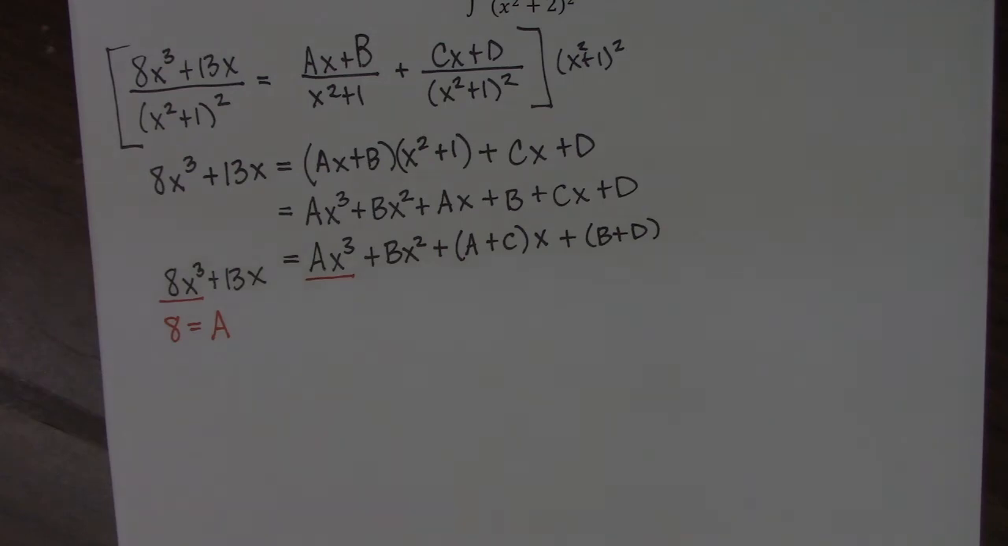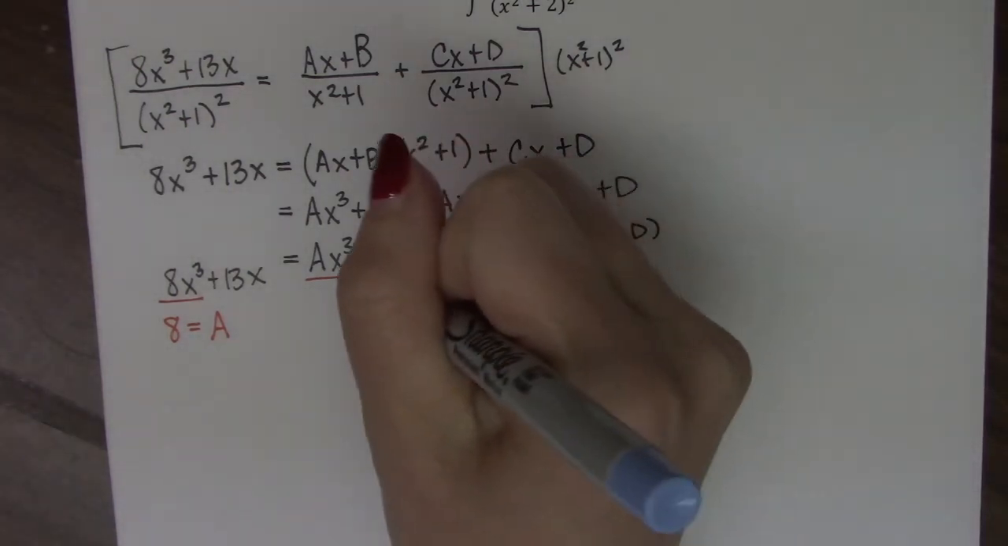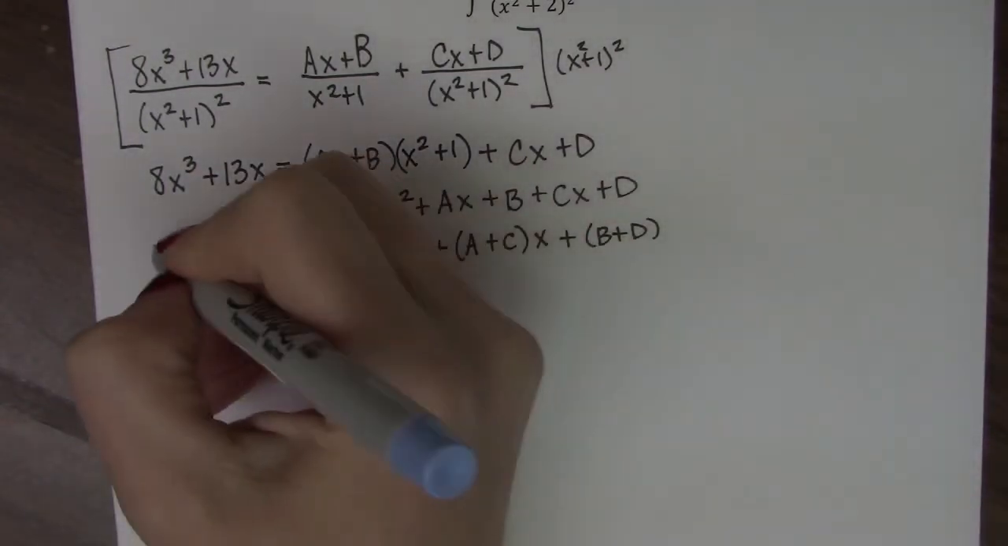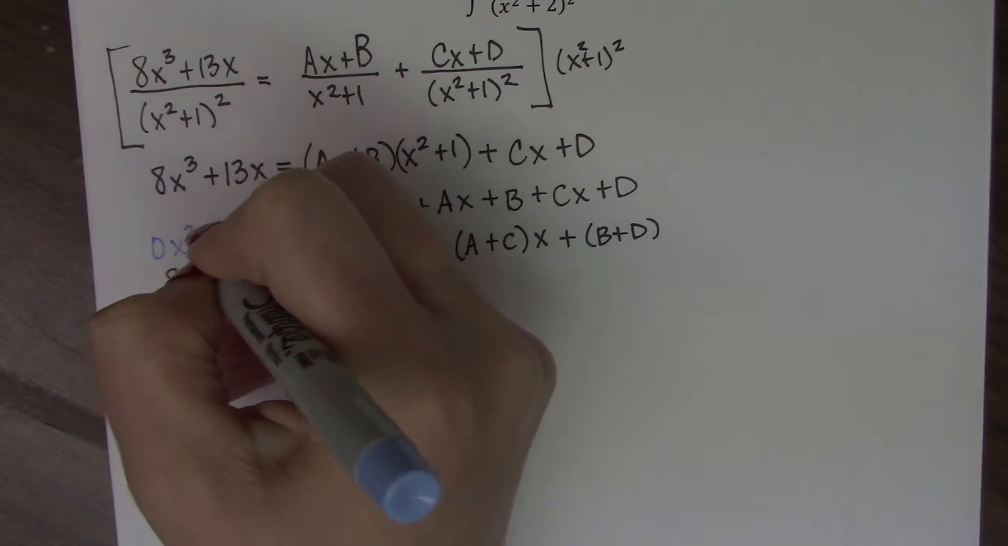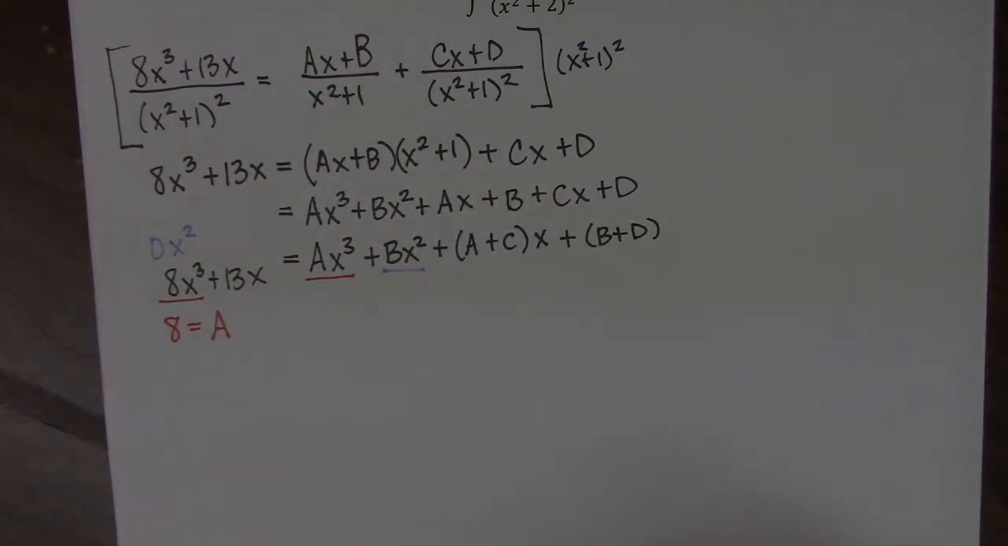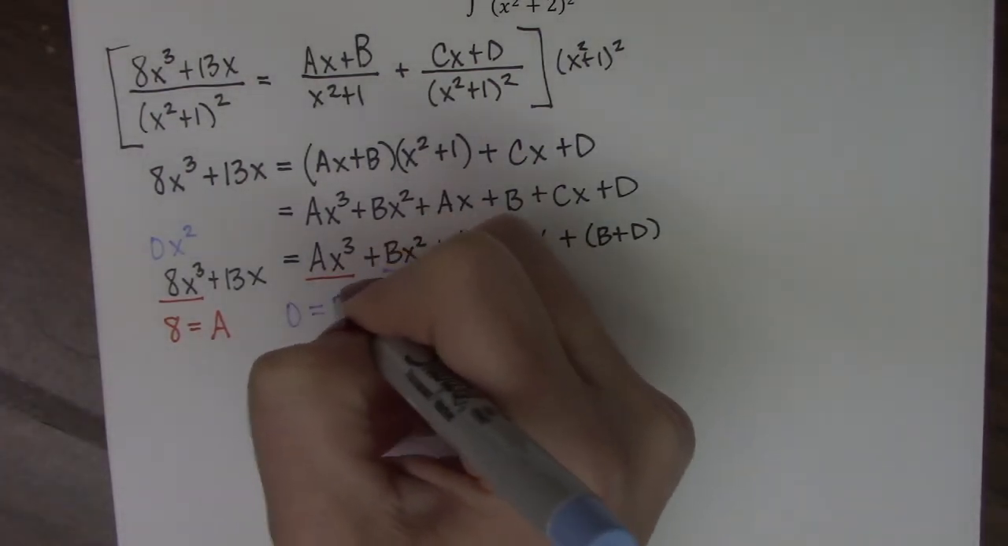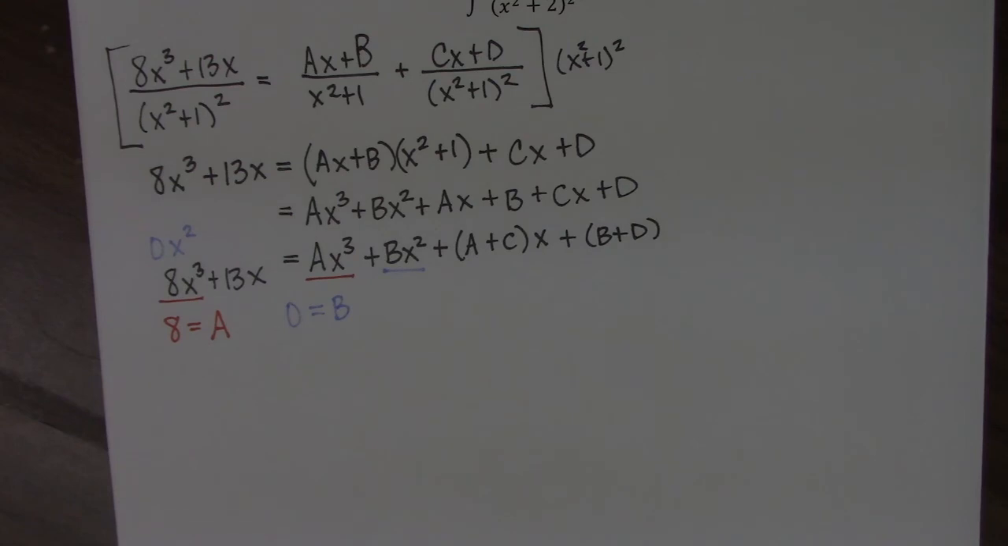Notice for the x squared, I have bx squared on the right, but I don't have an x squared term over here. That's because the x squared term had a coefficient of 0. So remember, that's what we do in polynomials. If there's no x squared term, it's really just 0, so we don't write it. So that means 0 equals b.